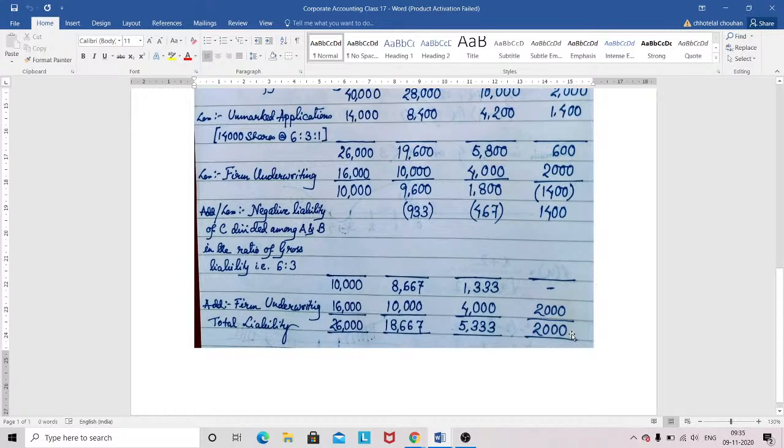Okay, so this is the method. In this way you can calculate when the benefit of the firm underwriting is given to all, that means the benefit of the firm underwriting is given to the individual underwriter. So this is your third type of sum.